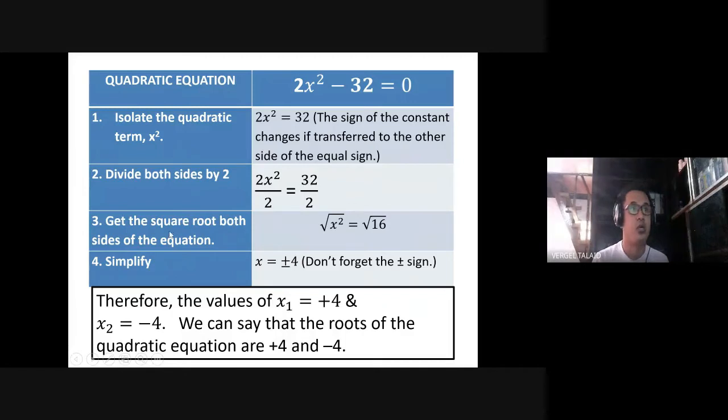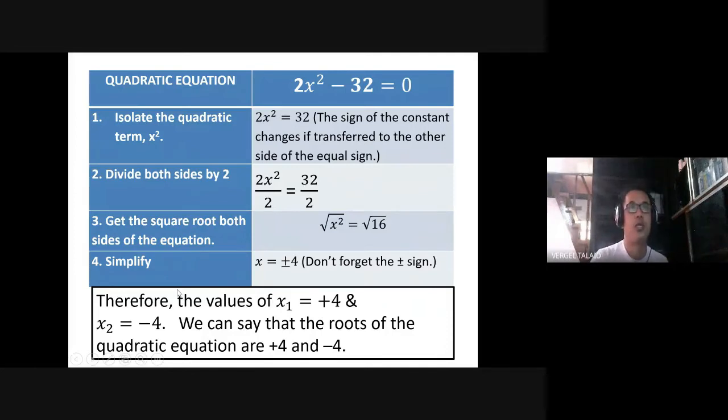That's the time that we are going to get the square root of both sides of the equation. So the square root of x squared is x. The square root of 16 is positive and negative 4. Again, the sign of 4 is positive and negative 4. So therefore, the roots of the equation are positive 4 and negative 4.